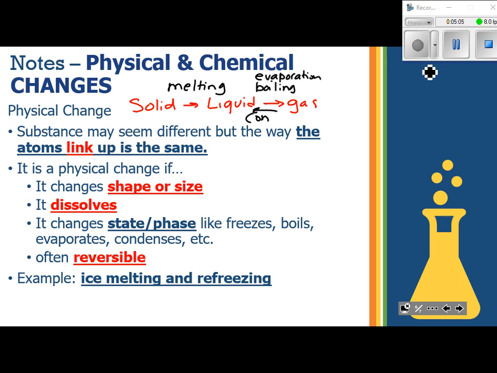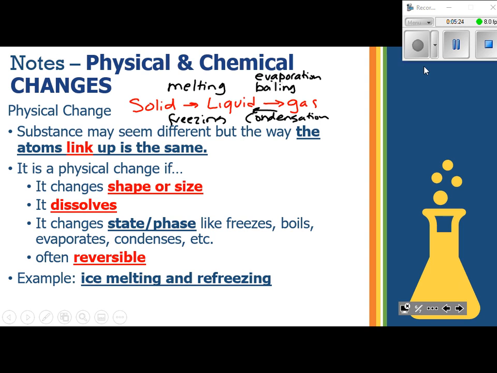Gas to liquid, if I go this way, is condensation, right? It happens on your lemonade in the winter. Liquid to solid is freezing, okay? And I can go directly from solid to gas or gas to solid, and that's called sublimation, okay? So you have to remember those terms as well.